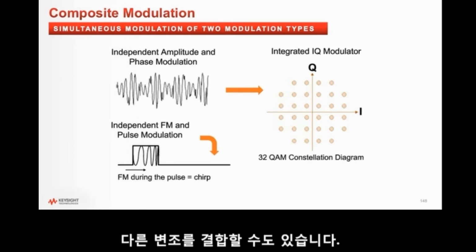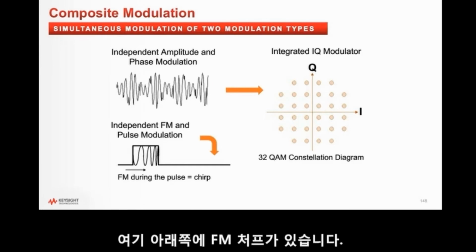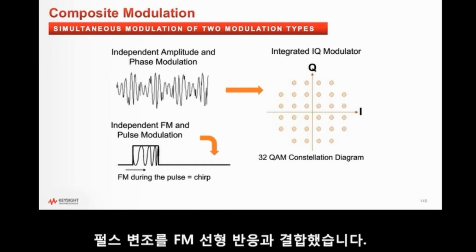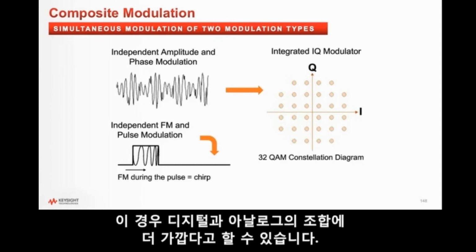Now we can also combine other modulations. We've got this FM chirp down here. We've combined a pulse modulation with a linear FM response. So this is almost more of a combination of digital and analog.